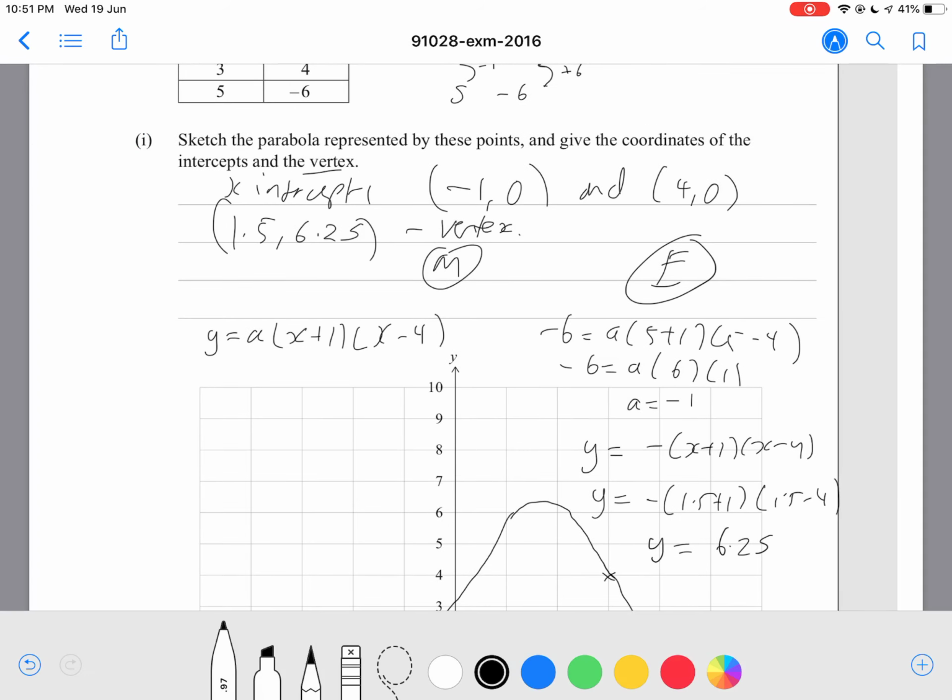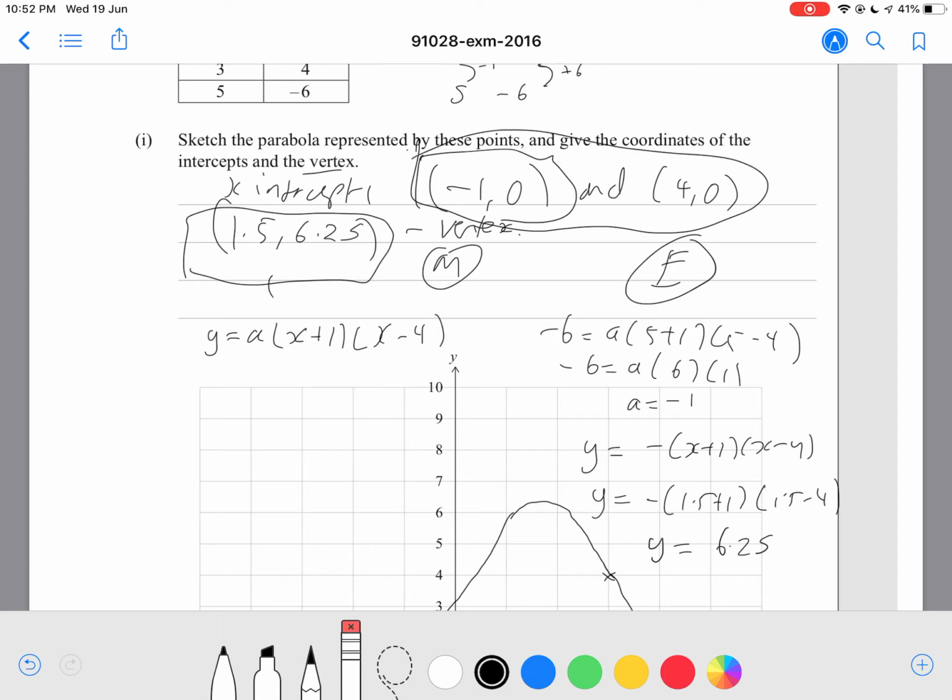So you have the intercepts and the vertex, but for your x-intercept and vertex, you can have any two. So basically you can have, for example, negative 1, 0 and 1.5, 6.25, or you can have negative 1, 0 and 4, 0. So any two will get you an achieved basically. Okay, moving on.